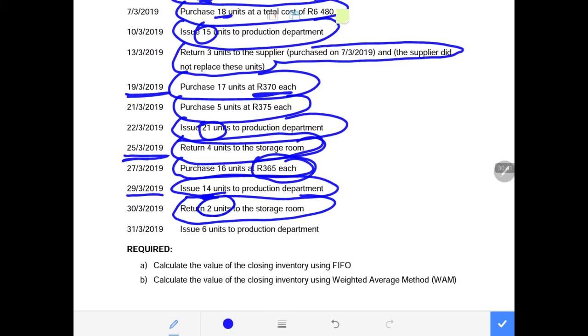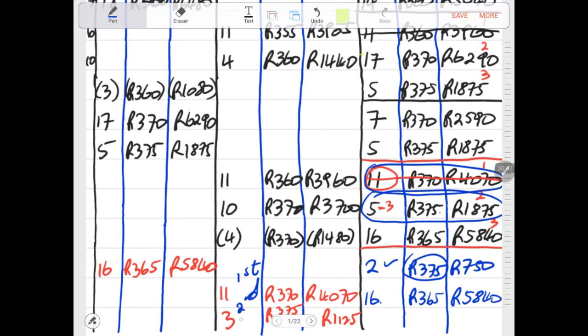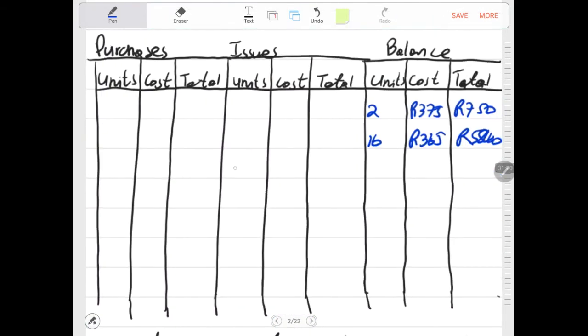So now if they returned 2 units, then that means they would have used only 1 here out of the 3. They would have used all of this and used 1 here. Therefore now we're returning at 375. Now the price of 375 inventory, we still do have inventory of 375 there. So now the one that we are returning must be brought back to that 375. Meaning now we have to say under returns of the issues, 1 unit at 375 will be 375.